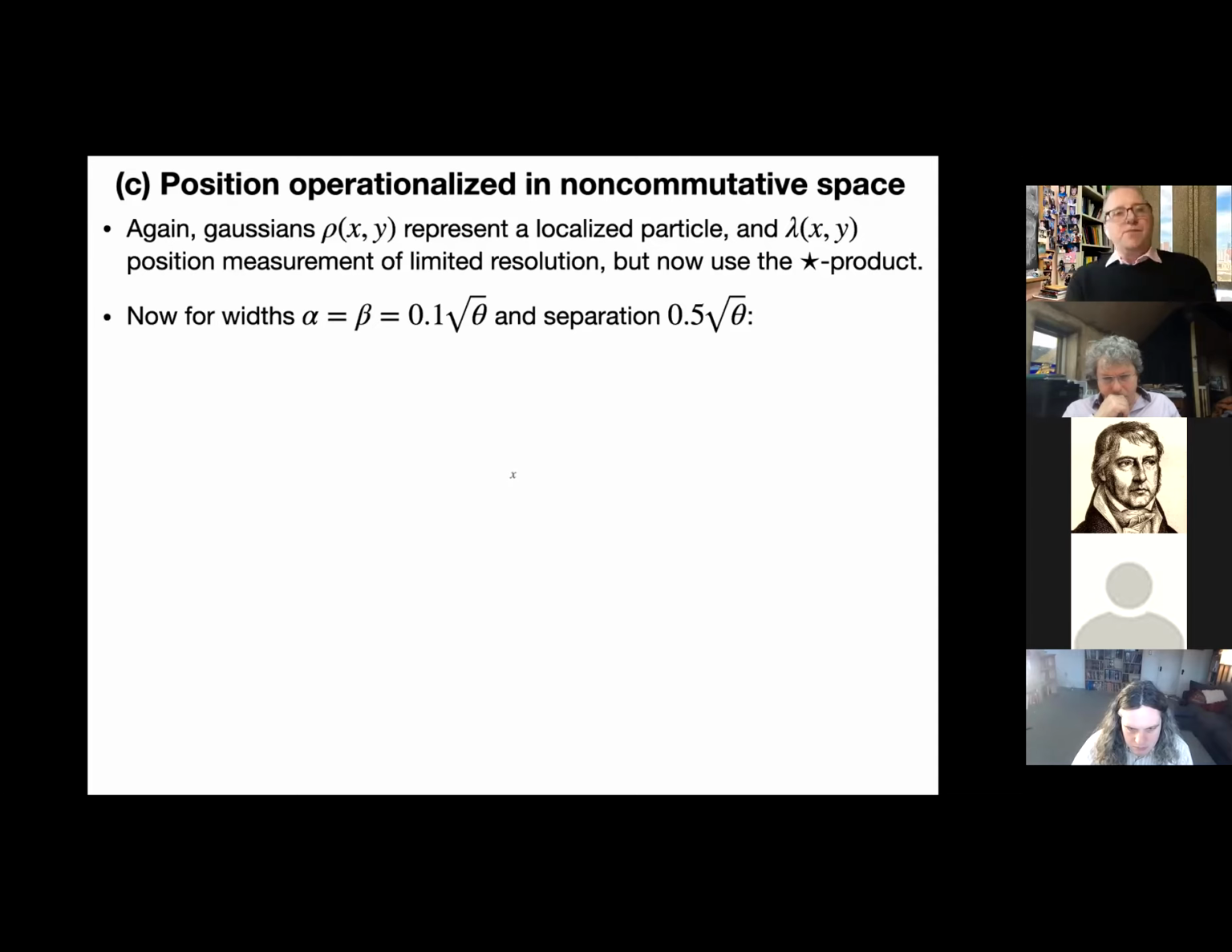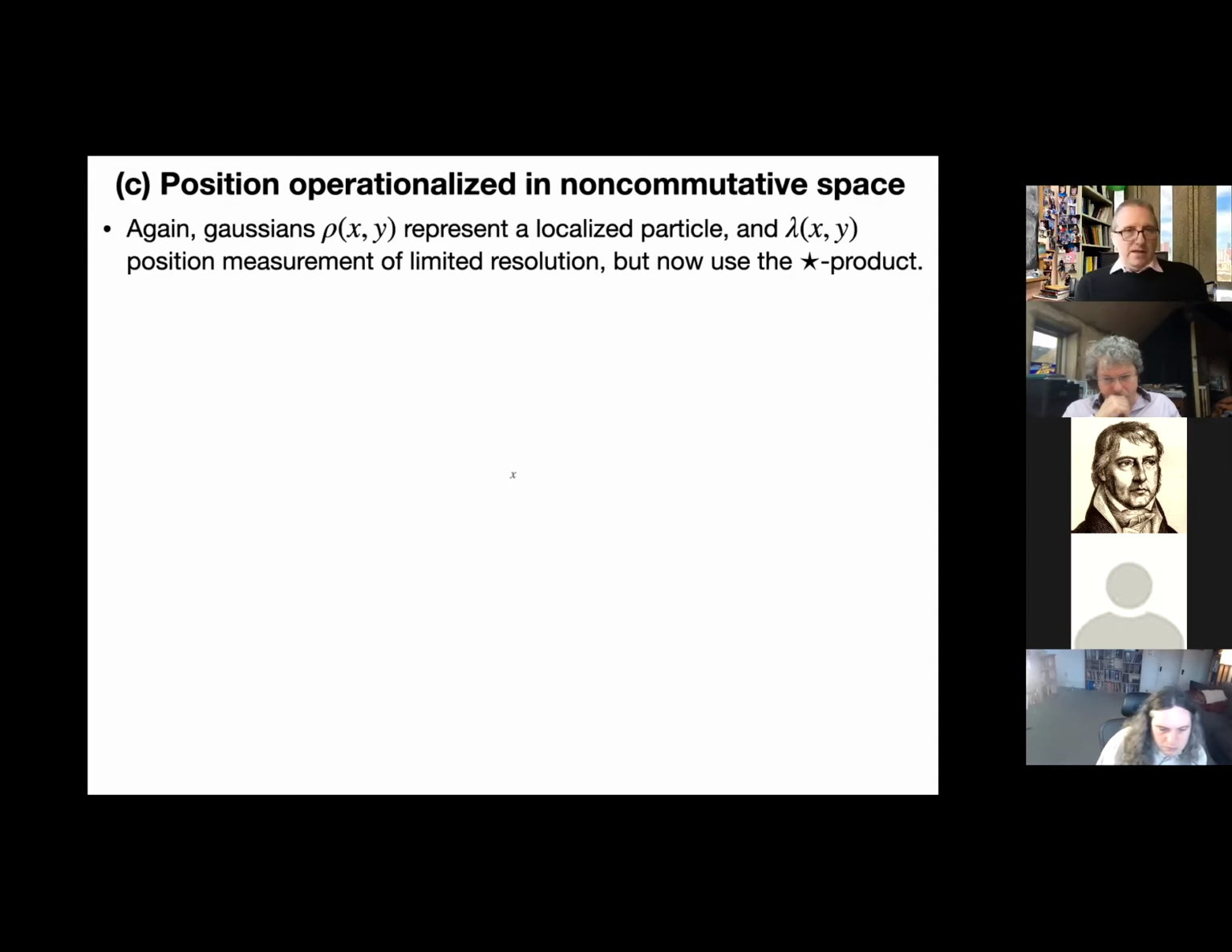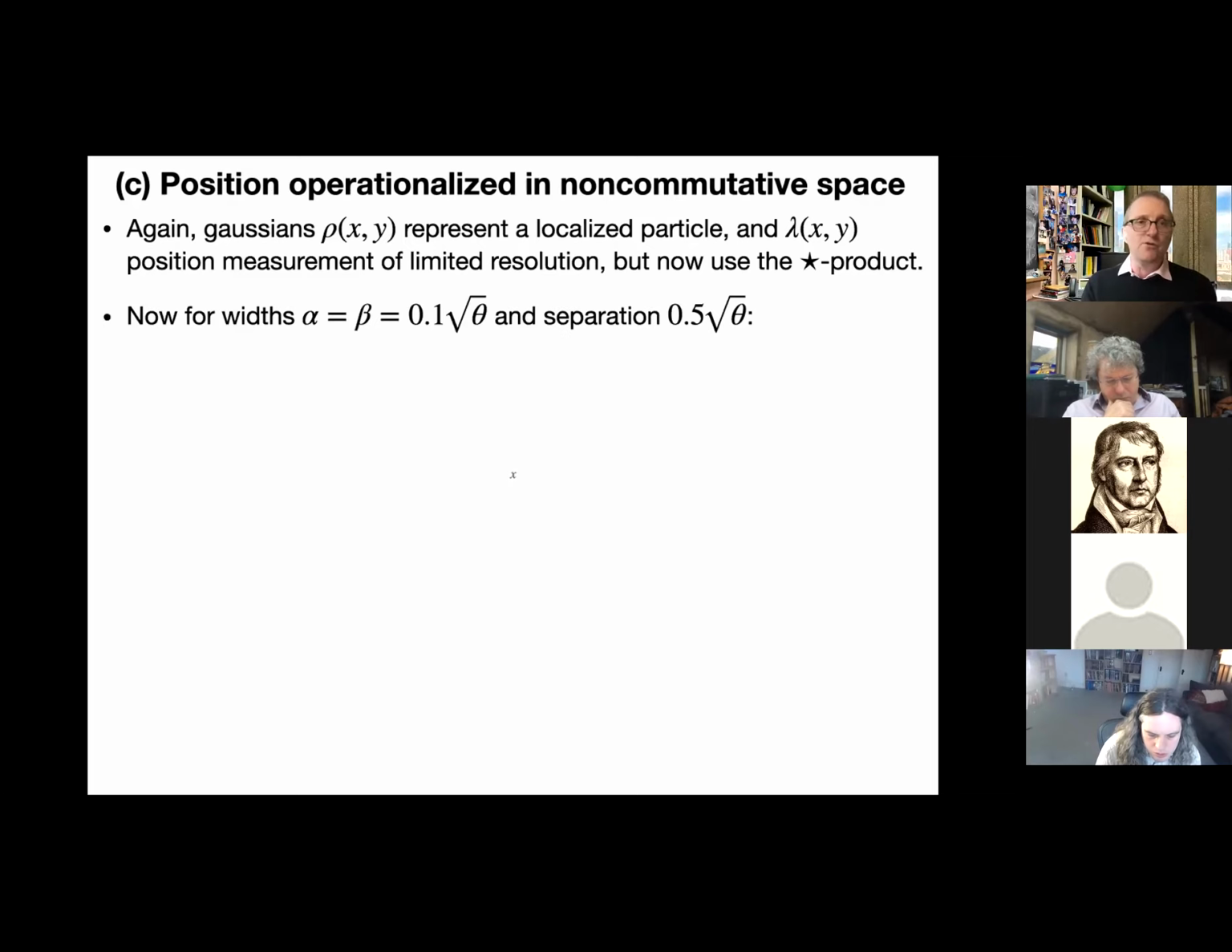I should say, in the Weyl representation, the operators rho and lambda will also be Gaussians. The Weyl representation will take those Gaussians into Gaussians as well. They will actually be Gaussians, but when we calculate quantities, we're going to use the star product. So let's work through the same case, see what happens.